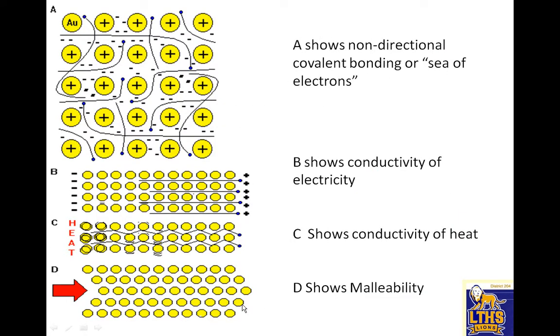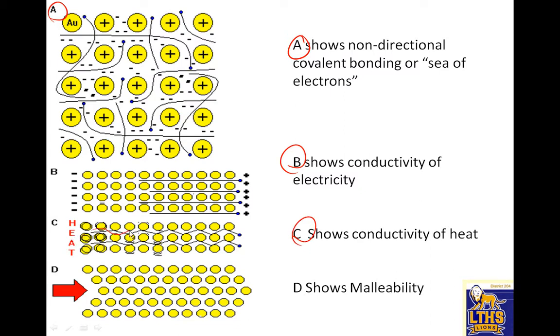We sure can. So here's a model that shows the non-directional covalent sea of electrons for all of these gold cations. So how does that show the properties? Well, if you use this model, the electric current flows. You get your negative, and then the electricity flows to positive. What carries the current? The non-directional sea of electrons carries current. So that's why they conduct electricity.